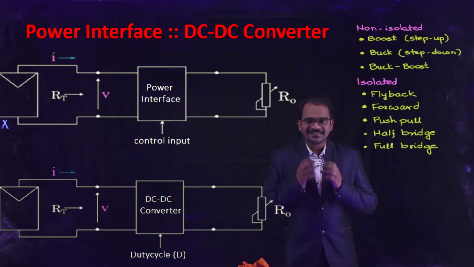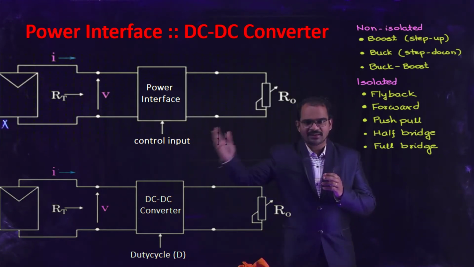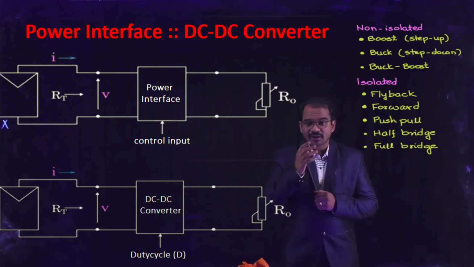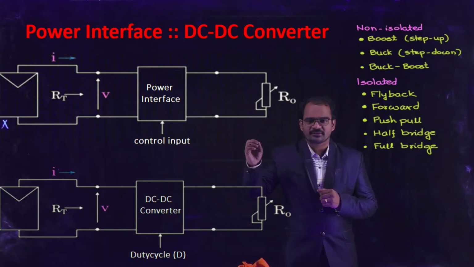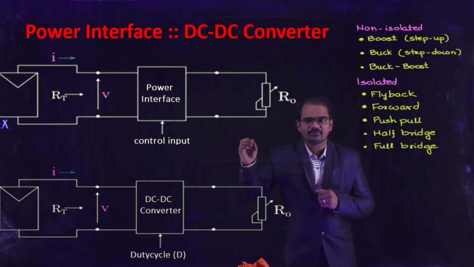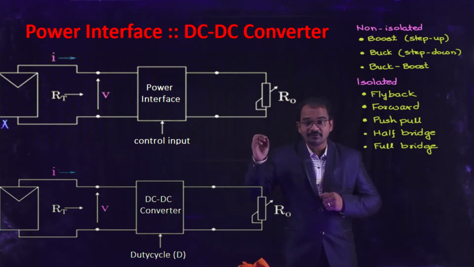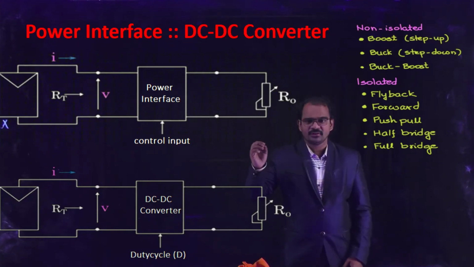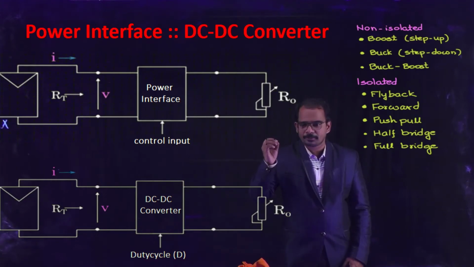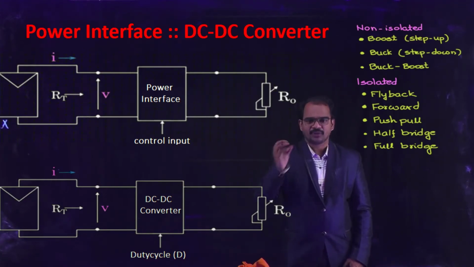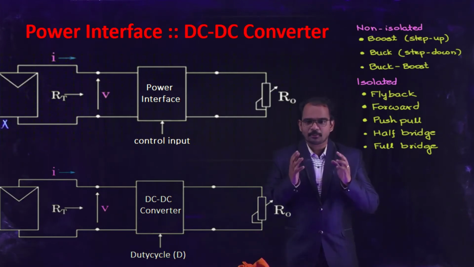So we have clearly seen that a power interface is a module which has to be kept in between the solar PV array and the load. Why? It is to regulate the input impedance, that is the terminal resistance RT of the power interface. But why do we need to regulate this? We have already seen. We have to regulate this RT in order to draw the maximum power from the PV panel. So the power interface is a very important component in an MPPT system, right?